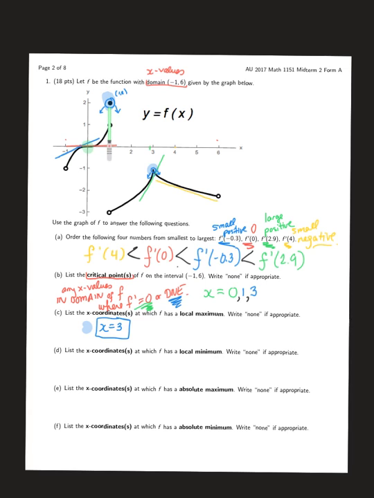It is an absolute maximum, meaning it is absolutely 100% the highest point on our graph, but it is not a local maximum. So I'm going to cheat the system a little bit, and down here where it says absolute maximum, that is definitely x equals 1. And as far as a local maximum, it's just x equals 3.